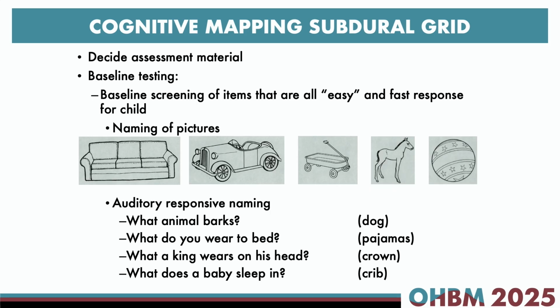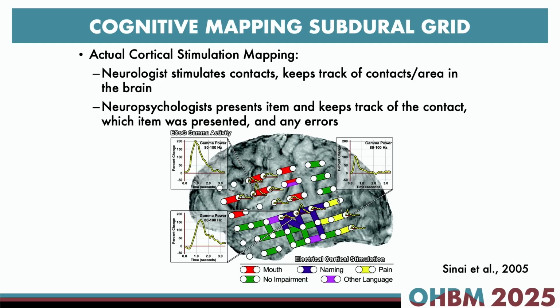And basically what we do, we decide the assessment material, we do baseline testing, items that are easy and that have a fast response, usually less than 2 seconds. They name pictures, they have auditory responsive naming. That's what we do at our hospital. Lots of hospitals have different protocols.